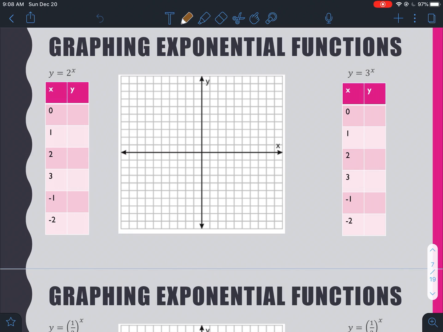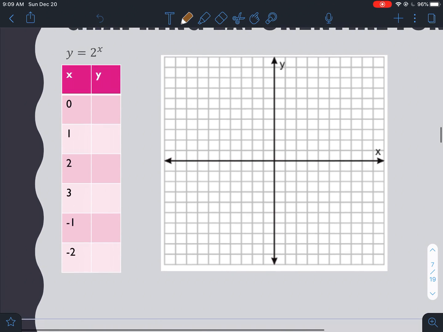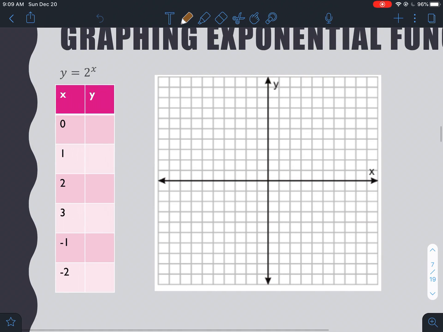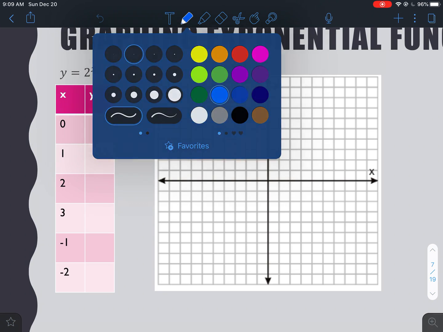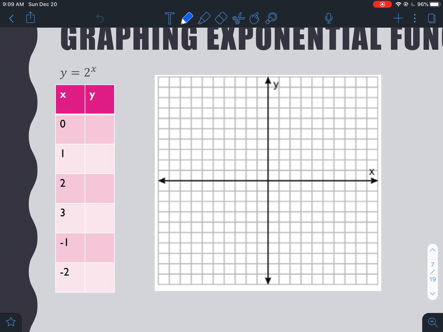So graphing exponential functions. An exponential function is when you look at the exponent and the exponent is a variable. That makes it an exponential function. So y equals 2 to the x is our first exponential function, because notice the variable is x. So let's just see if we can figure out what this would look like. If I had 2 to the x, I'm going to just use my table of values.